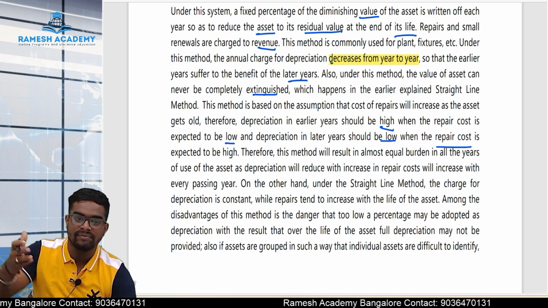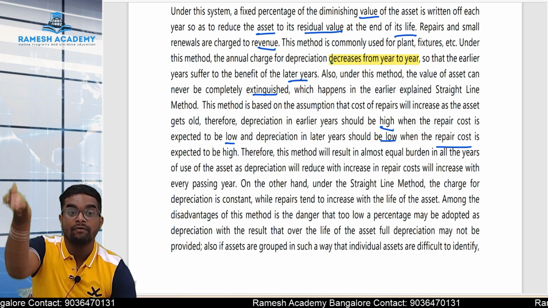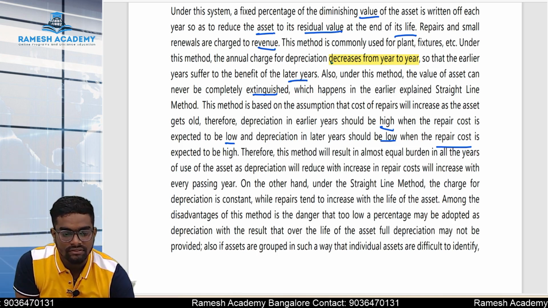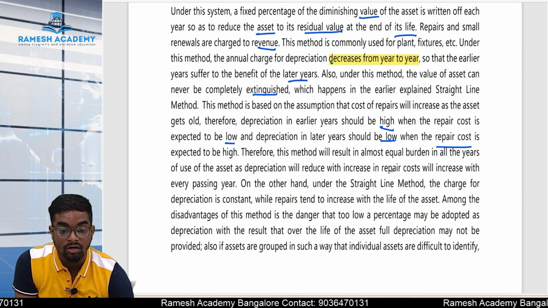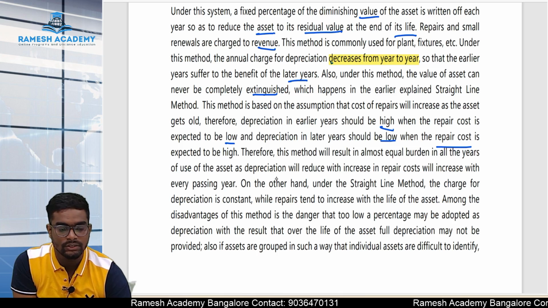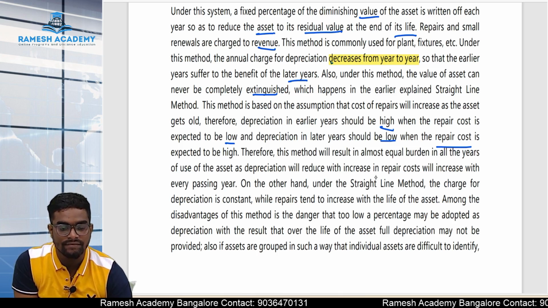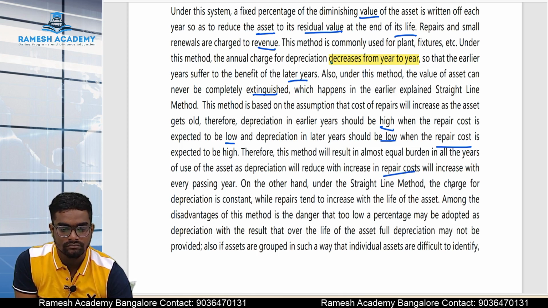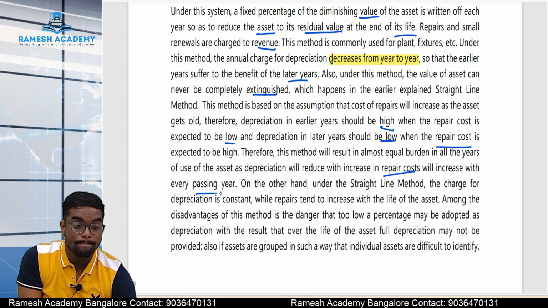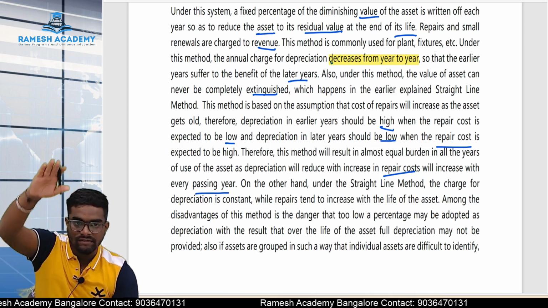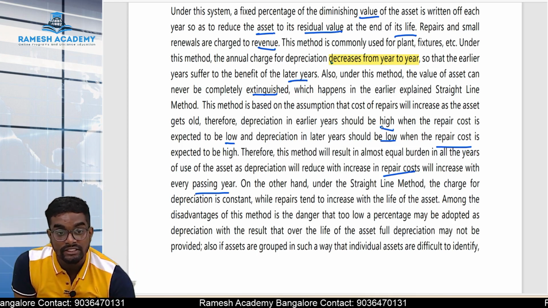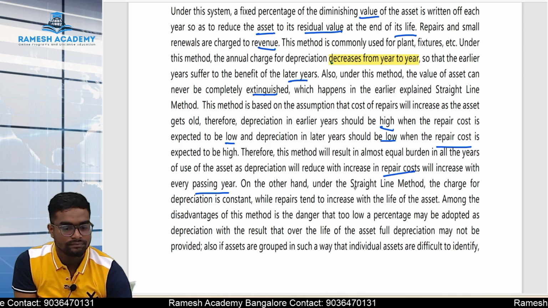Obviously, when the asset becomes older and older, the repair cost will go up. Therefore, this method will result in almost equal burden in all the years for the use of the asset, as depreciation will reduce the increase in repair cost. Repair cost will increase with every passing year. So depreciation will come down, repairs will go up. So the cost will be equally distributed over the life of the asset.